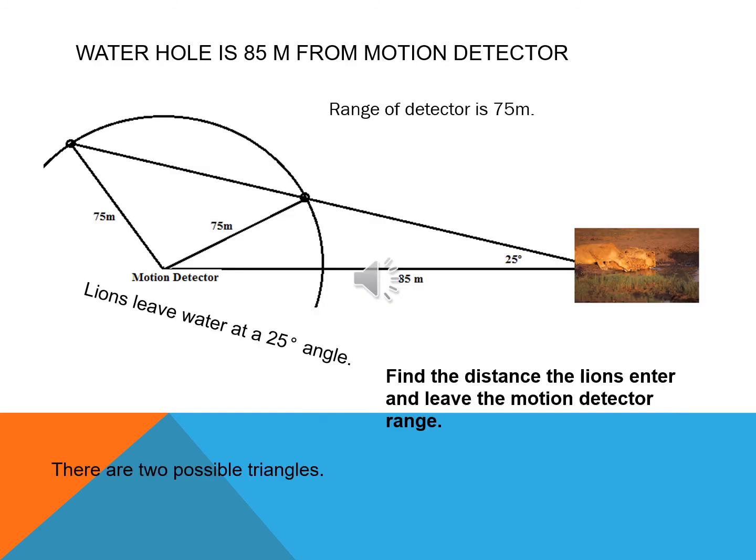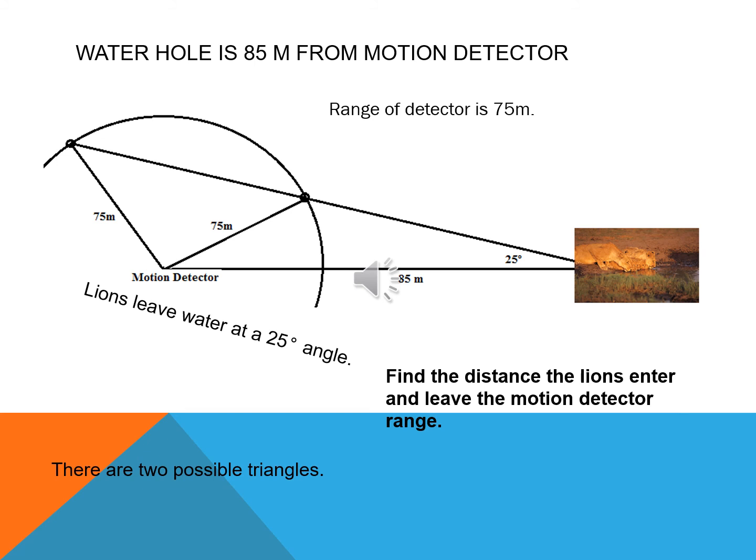In this problem, we're proposing a scenario in which there's actually two possible triangles, and when we use law of sines, we will work to find all the values for both possible triangles. We have a pride of lions at a watering hole, and we have a motion detector that's trying to record the movements of the wildlife in this wildlife park.